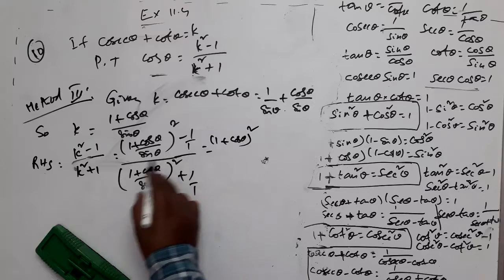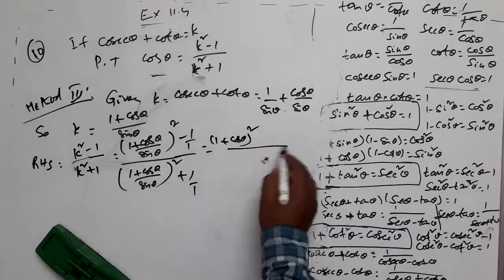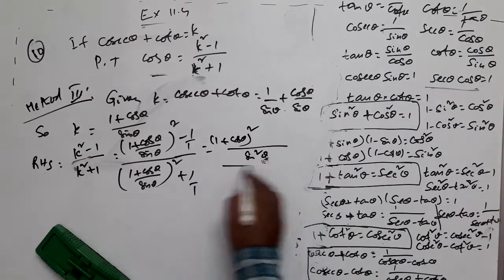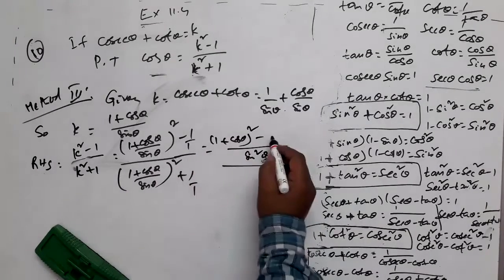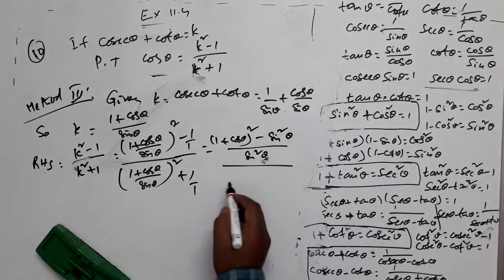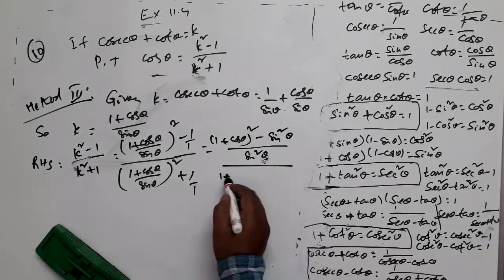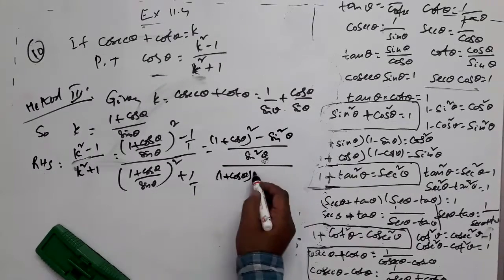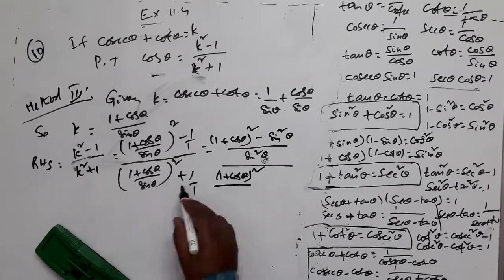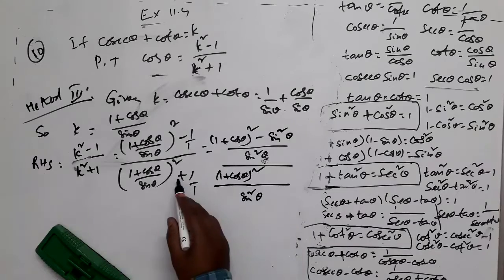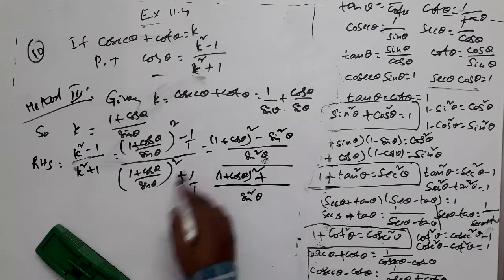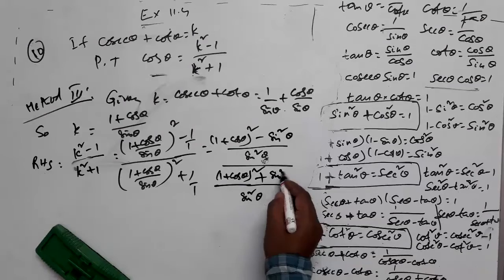LCM will be sin² θ here. So you will get the numerator as 1 into sin² θ, that is sin² θ. Similarly, the denominator: (1 + cos θ)²/sin² θ + 1. If I take the LCM, that will be sin² θ, and the numerator will be plus sin² θ into 1, which is sin² θ.